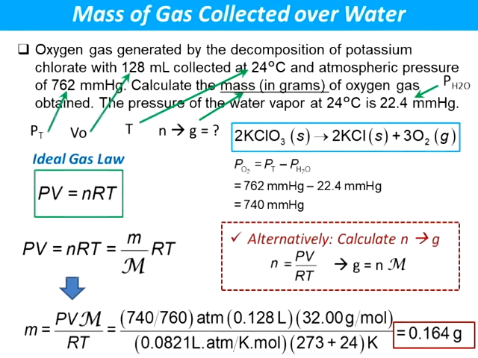An alternative way to carry out this calculation would be to calculate n and then convert it to grams. In other words, you would just add an extra step instead of doing it as one long unit analysis. In that case, you would calculate n by multiplying PV and dividing it by RT, and then you would take the grams and use a standard molar mass, gram per mole conversion, where grams equals moles times molar mass.